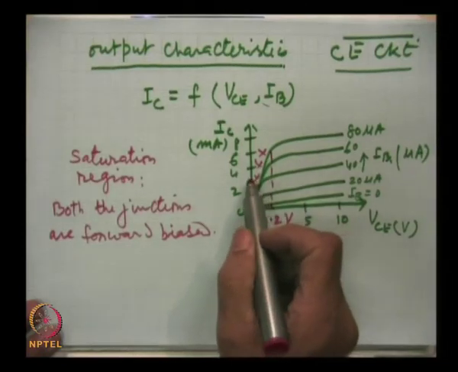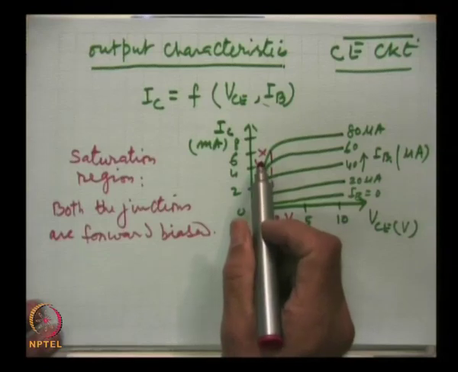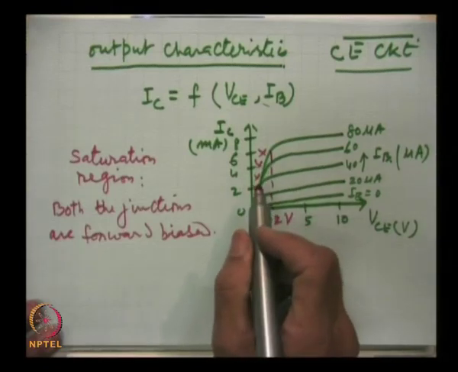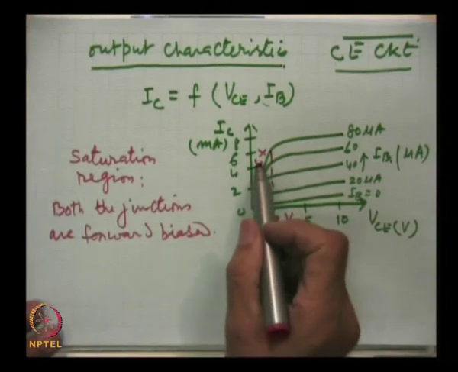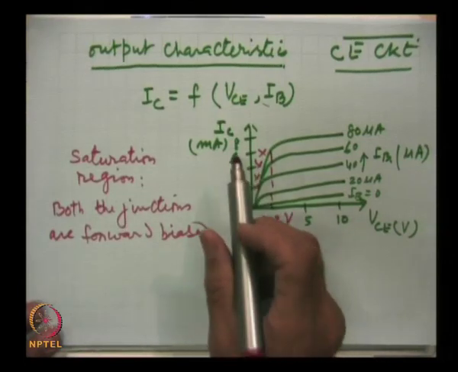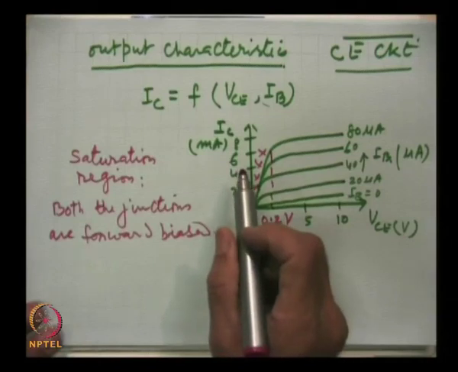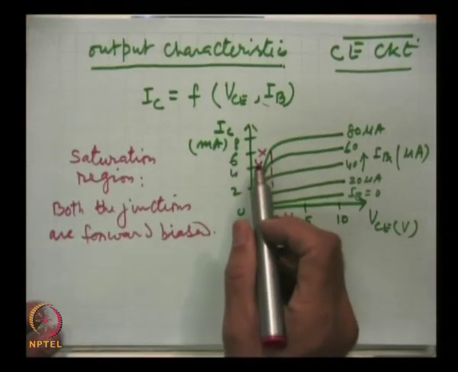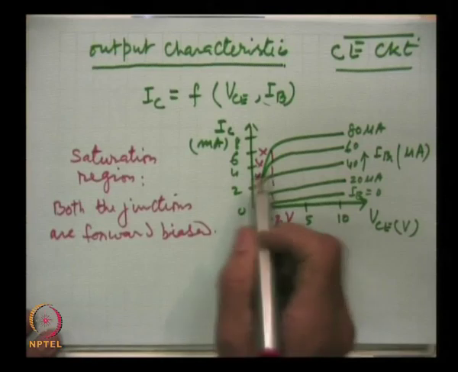This is the region which is to be avoided for amplifying purposes, because here we have already discussed that the output current does not vary linearly with input current, and so this is to be avoided totally.